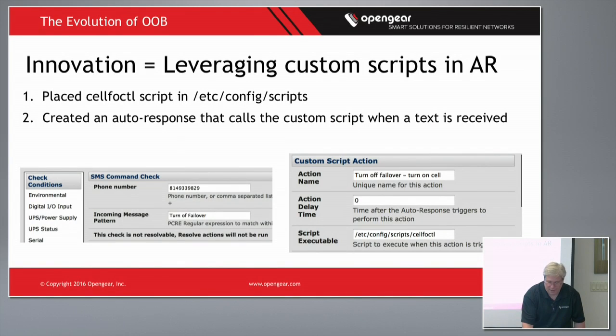Since we're jumping around here, this is good. Part of the auto response is this really cool feature to do an executable script. The etc config is writable, so I can put scripts there. This script does cell failover control, and it'll turn off the failover. That's how you wake it up.